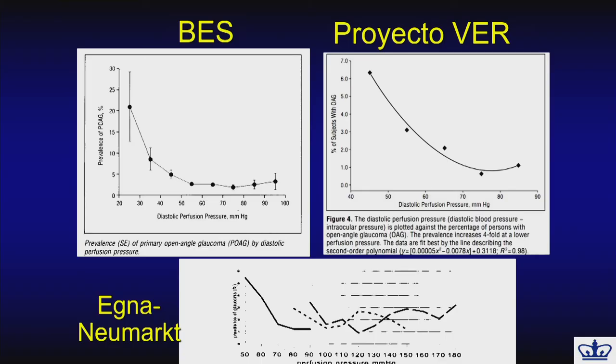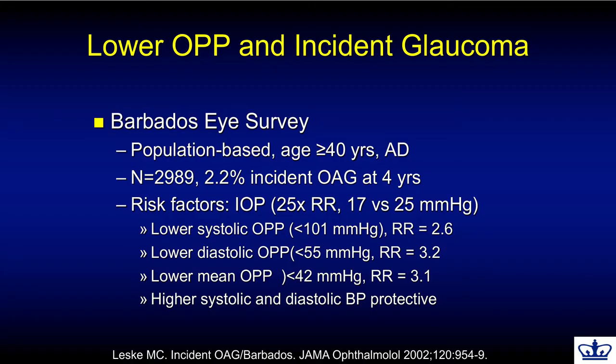On the left side of each graph, there's a lower diastolic perfusion pressure. And we can see that the lower diastolic perfusion pressure, the higher the risk of developing glaucoma. So the lower your blood pressure, the higher the risk in every population studied. At the opposite end of the spectrum, if the blood pressure is very high, there probably is some increased risk as well, but the risk is greatly increased by reduced blood pressure.